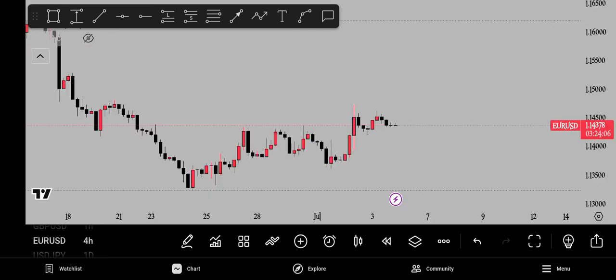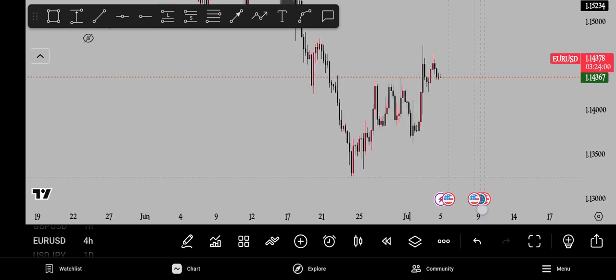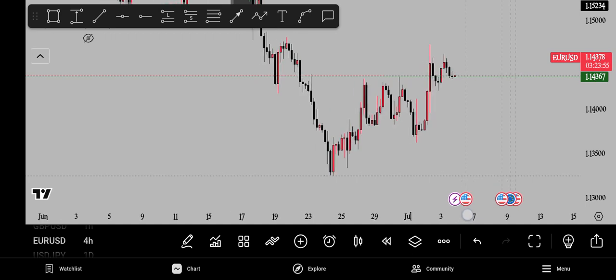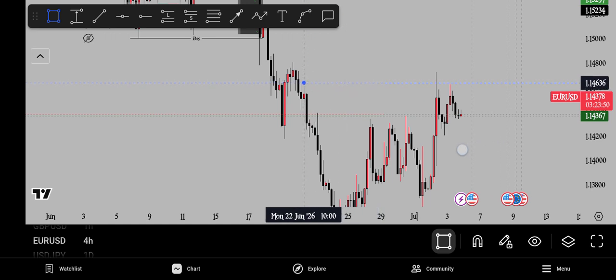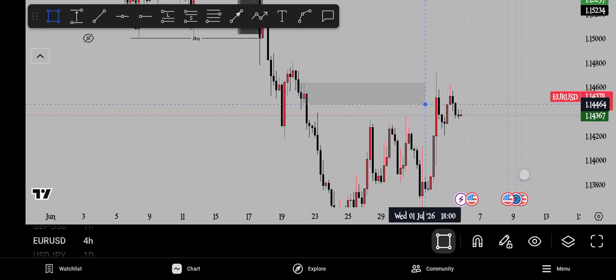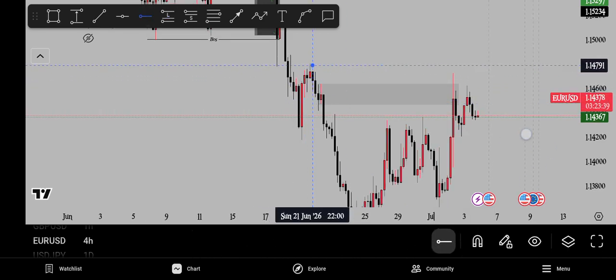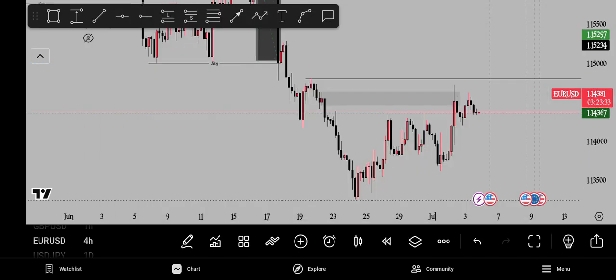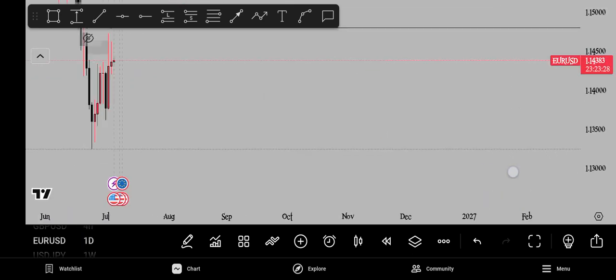Then to the Euro USD. I think we are still on this supply. Still on this supply. Here is our invalidation zone. Going to the daily time frame to get what our bias is.